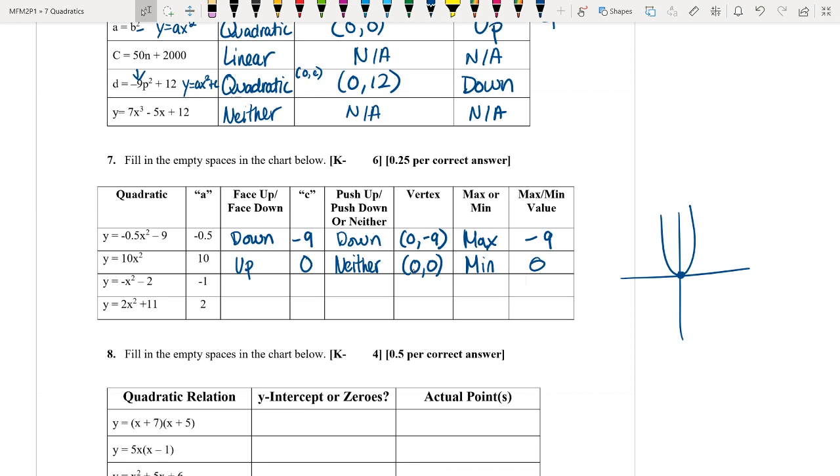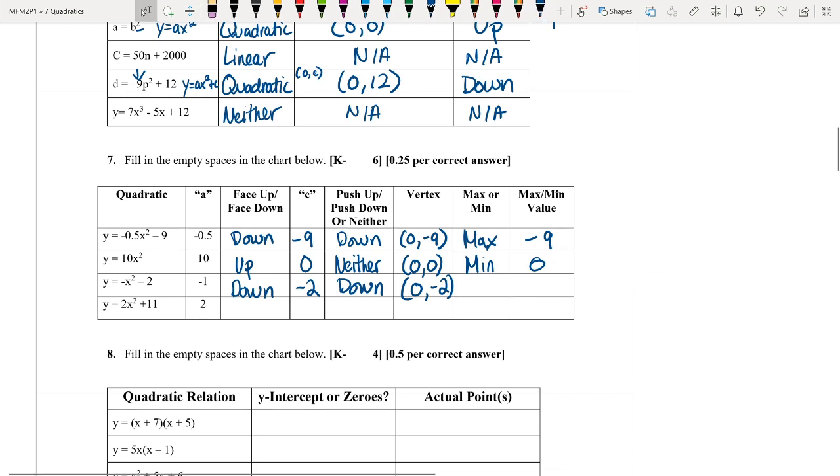All right, so now if we look at y equals -x squared minus 2, a is -1, it's negative, so it's down. C is -2. That means the graph is going to be lower on the y-axis, and so it's being pushed down. And the vertex is going to be 0, -2. And since this is opening downward, you're going to have a max, and that max is going to be the value -2. All right, so it would be an equation that looks something like that.